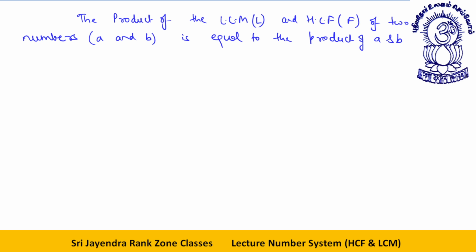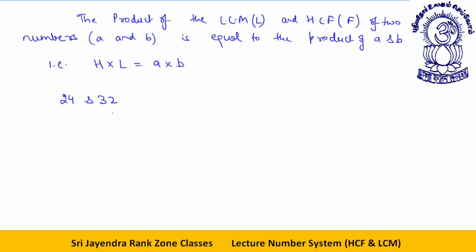Is everything visible? Okay. What I mean to say is, H into L is equal to A into B. Let me demonstrate it to you via an example. Suppose I take two numbers 24 and 32.